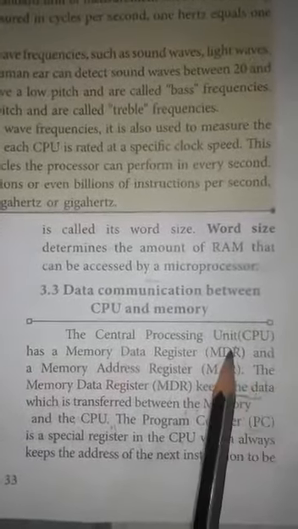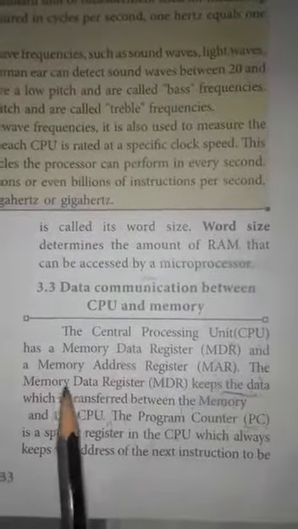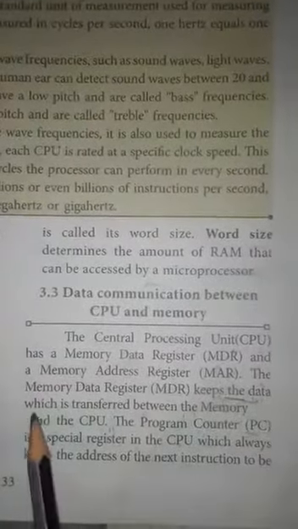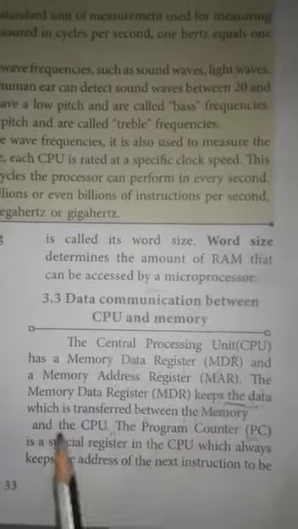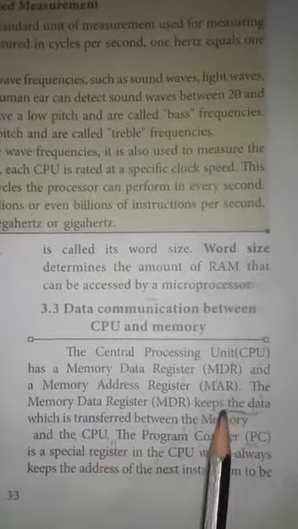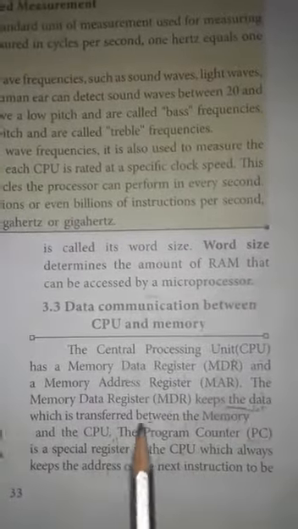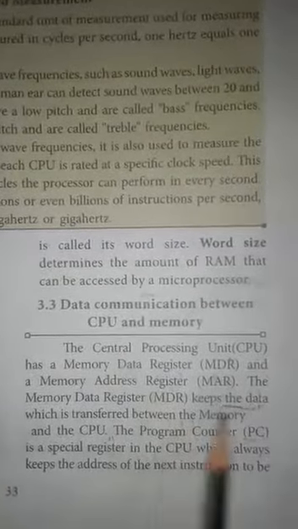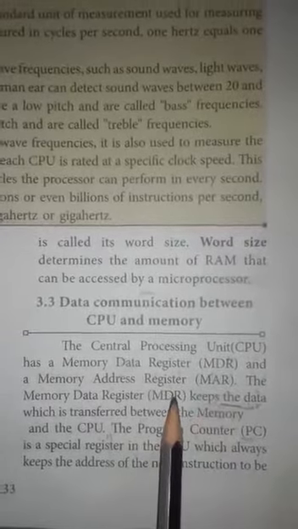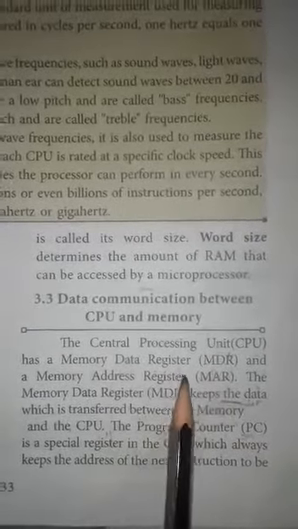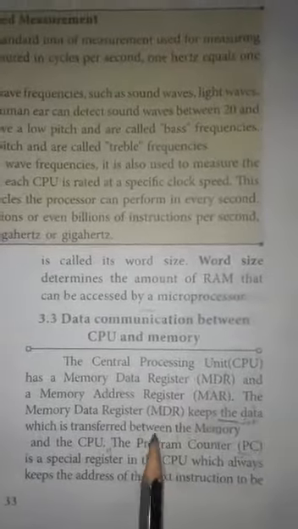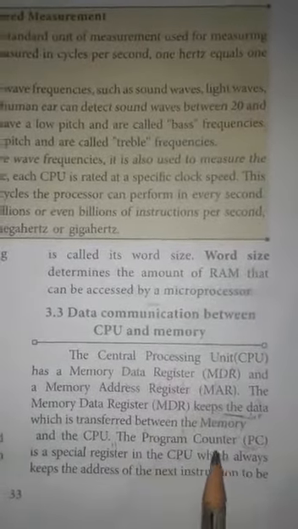What is the purpose of MDR and MAR? The memory data register keeps the data which is transferred between the memory and the CPU. So this is known as MDR. But MAR is the address register.